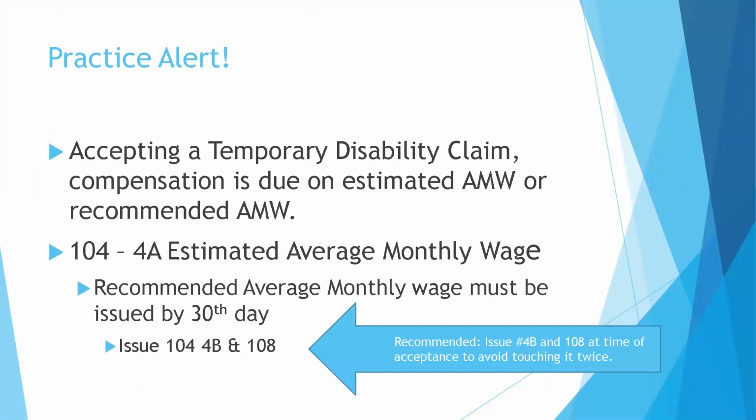This is just a little practice alert. Accepting a temporary disability claim when compensation is due on estimated average monthly wage, or the statutory, or the recommended wage. If you've used an estimated wage or a statutory wage, you'll have 30 days to issue the 104 again, marking 4B, and the 108. And this tip is recommended: issue the 4B and the 108 at the time you accept the claim to avoid touching twice.